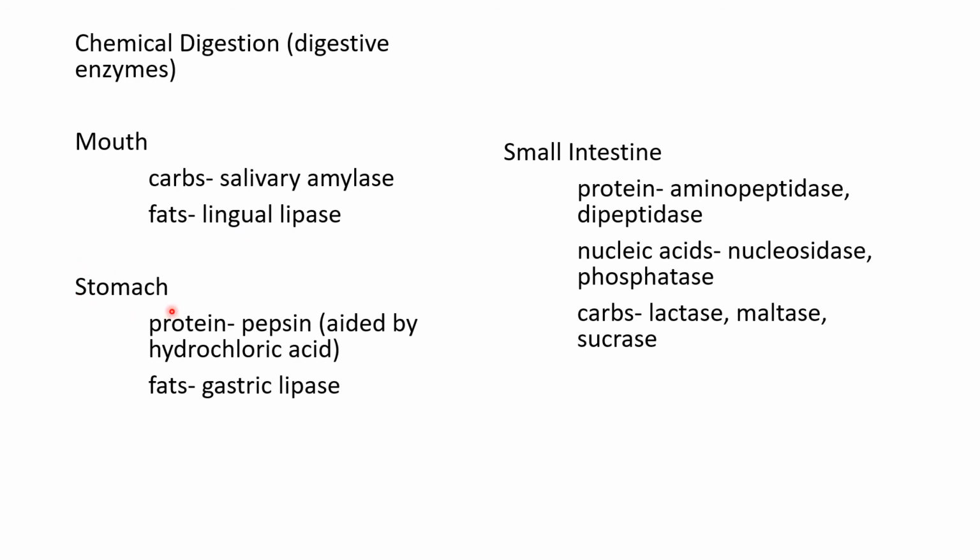In the stomach, there can be some digestion of proteins and fats. So again, that enzyme pepsin, which is aided by hydrochloric acid, can start breaking down protein in the stomach. And then there's also an enzyme called gastric lipase. Gastric is just referring to the stomach. So this is an enzyme that can start to break down fat a little bit.